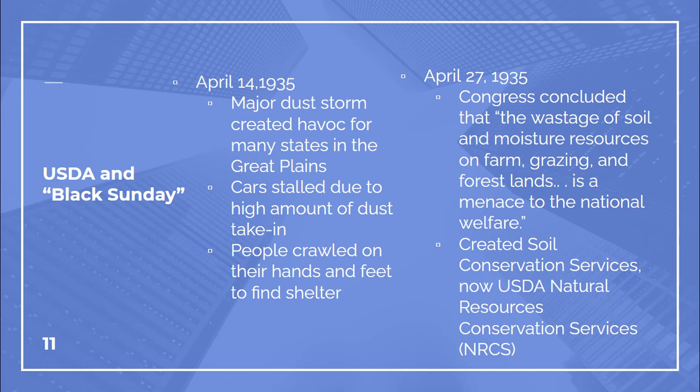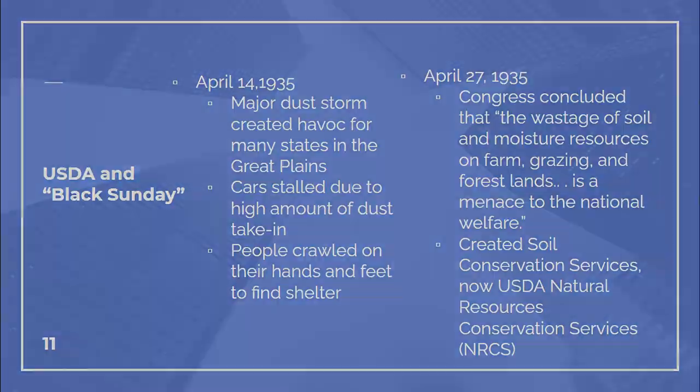On April 27, 1935, Congress concluded that the wastage of soil and moisture resources on farm, grazing, and forest lands is a menace to the national welfare. They responded to Black Sunday by creating the Soil Conservation Service, which is now known as the USDA Natural Resources Conservation Service, or NRCS. Today, NRCS focuses on soil quality throughout the United States and provides funding to assist farmers, ranchers, and foresters because they are a part of the foundation for our country.